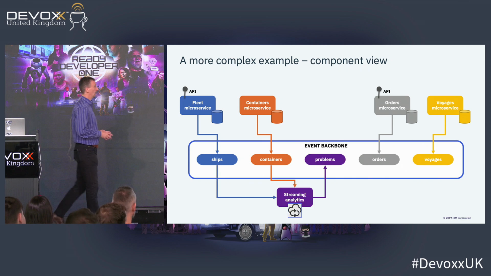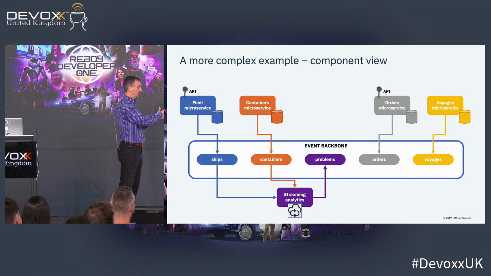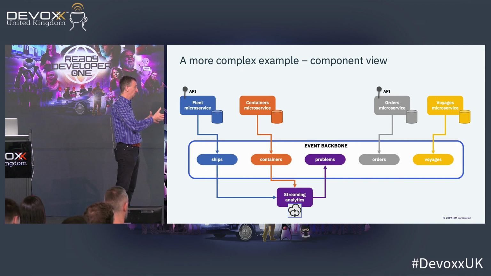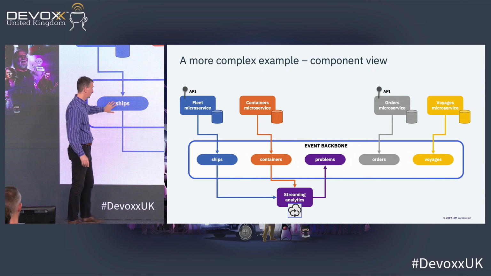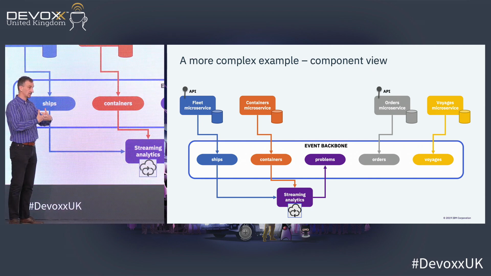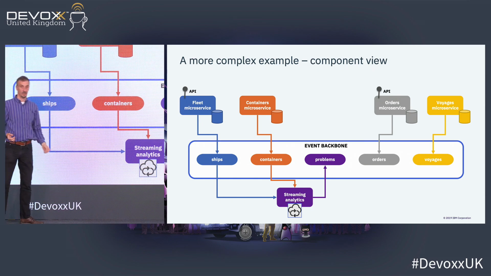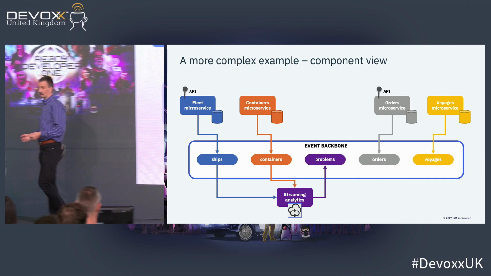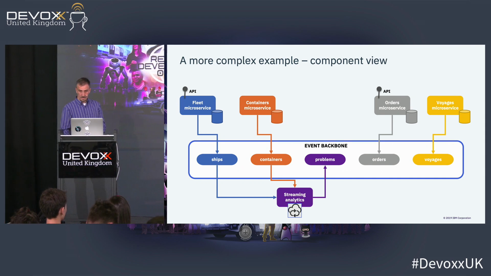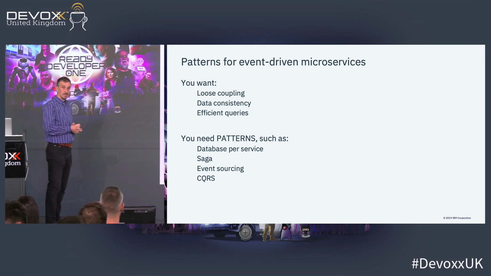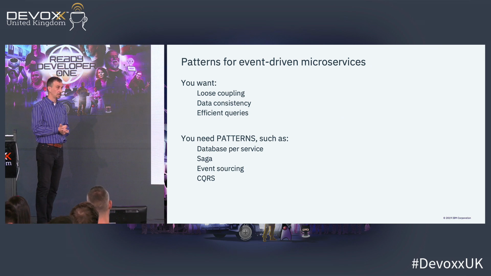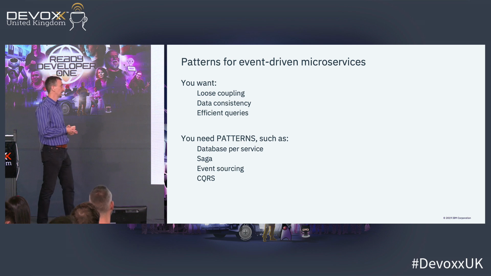So for example, maybe we've got some piece of analytic software which looks at ships and containers and goes, well, this just doesn't make sense, and then it raises a problem with another topic. So this is an example of streaming analytics, subscribing to both of these and providing some kind of join capability and then raising alerts. So this is fine, but I'm sure you can see that there might be some complexity to breaking up the world like this.